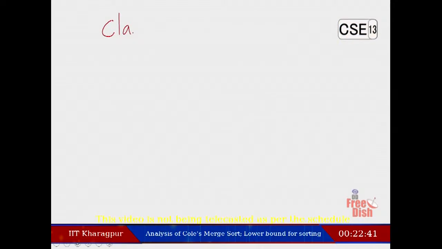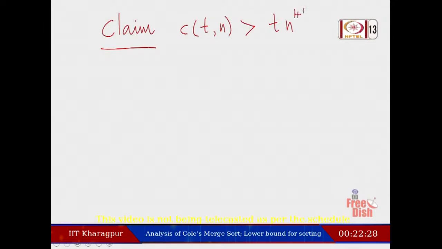Now we claim that C(T, n) is greater than T times n power 1 plus 1 by T, divided by e, where e is the base of the natural logarithm, minus Tn. This is our claim. The proof of the claim will be using induction. So for the basis case, let us consider T equal to 1.